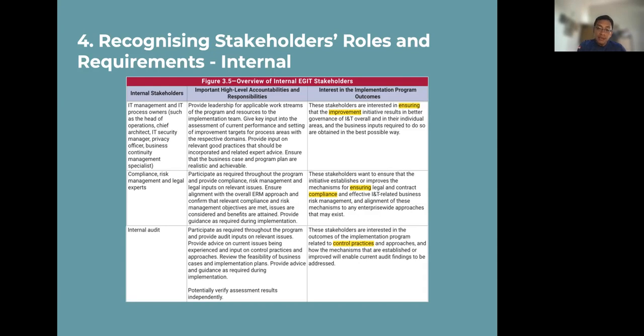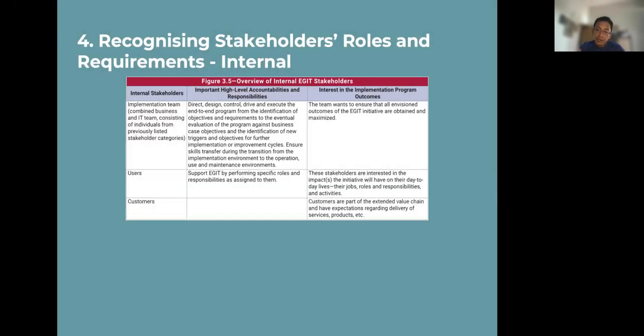So the interest of internal audit is related to the control practices, the right approaches, and how the mechanism will be established and improved. They will like to enable current audit findings to be addressed. So they will recommend something, and they need to be sure that all the recommendations from the audits are really being followed up by all the auditors. So that's it.